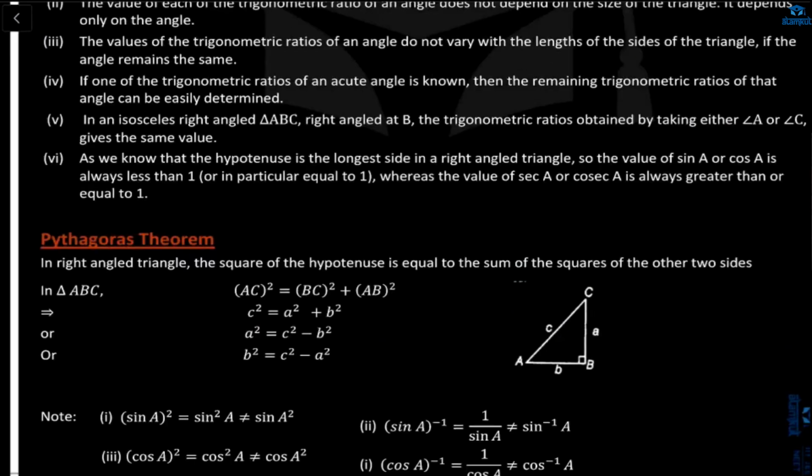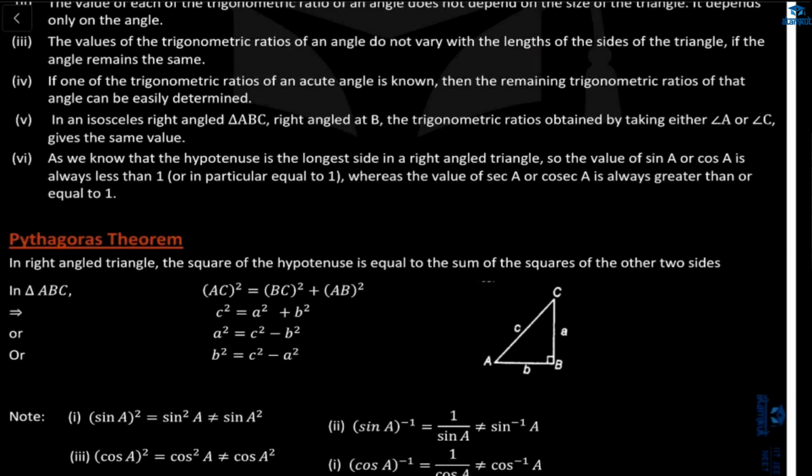In an isosceles right angle triangle, right angle at B, the trigonometric ratio obtained by taking either angle A or angle C gives the same value. I have explained just before that if both the angles are the same, like 45, then if you find the ratios at angle A or at angle C, it will be the same. But if the angles are not the same, then the value will differ.